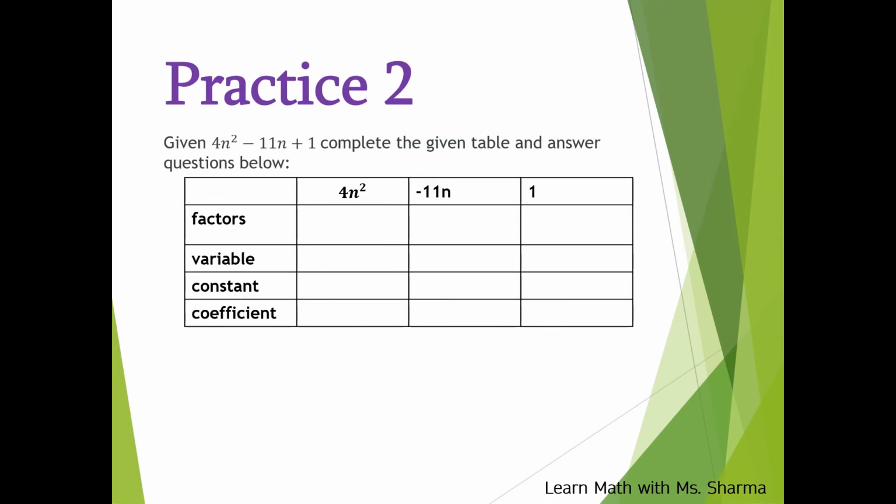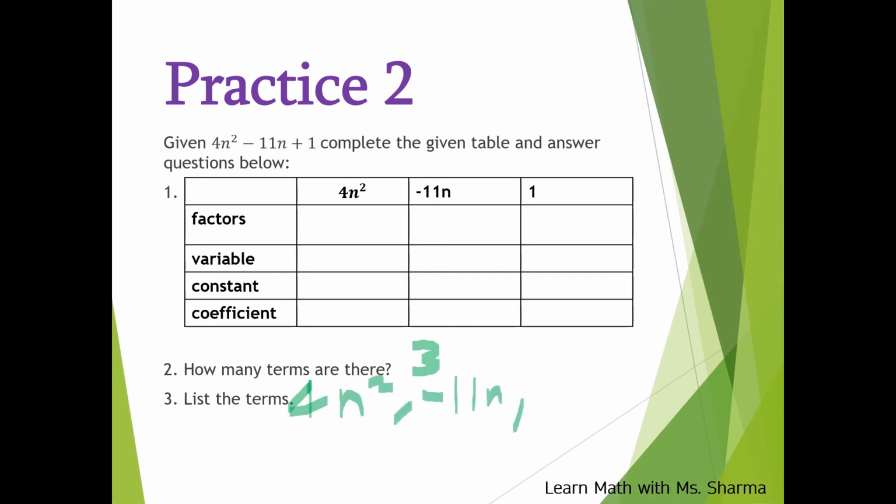Practice 2. Given 4n squared minus 11n plus 1, complete the given table, answer the questions below. So in the table you can see the terms are separated. There are three terms. And list the terms. So the terms are 4n squared, negative 11n, and 1. Is this an expression or equation? This is an expression because it does not have an equal sign.